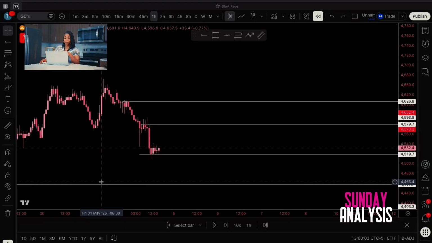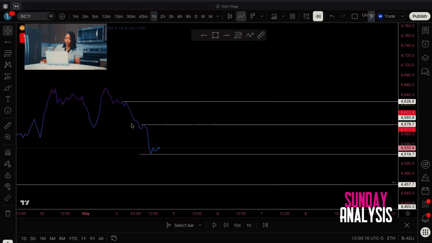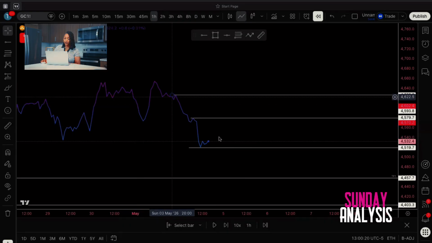I do have the pivot point indicator that can help you as well to identify your levels of support and resistance, or your most recent highs and your most recent lows. A lot of people like to use the line chart like this. It can help you identify your highs and your lows, and you can still draw out your levels like that. You can do that as well.